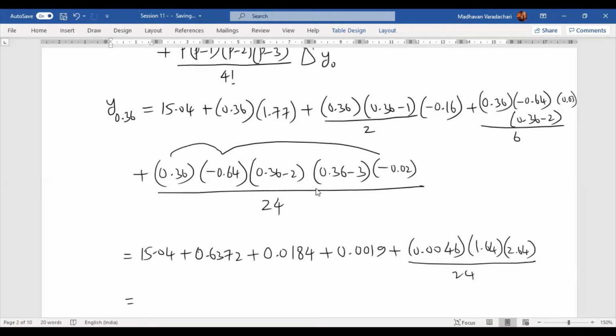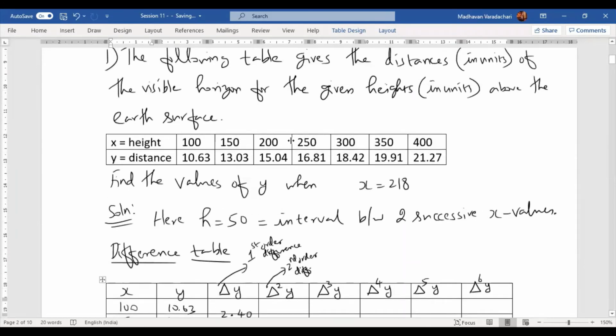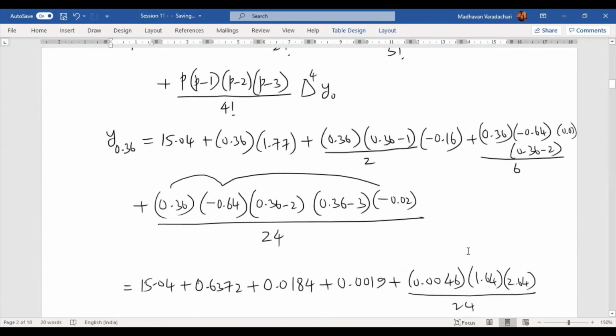Let us do that. So let me add now 15.04 plus 0.6372 plus 0.0184 plus 0.0019. You get 15.6975. Now let me do this part. 0.0046 into 1.64 into 2.64 divided by 24. We get 0.0008. So if I add with 15.6975, we get 15.6983. Let me write units. Means if x is 218, in between these two, the y value will be 15.6983.